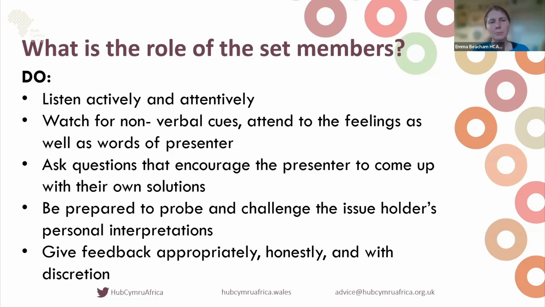And also be prepared to probe and challenge the issue holder's personal interpretation. Sometimes people may not be aware that they're making certain assumptions, so it's being able to reflect that back and get some challenge on those interpretations. And then giving appropriate feedback with discretion. Obviously we want it to be constructive and useful for everyone.